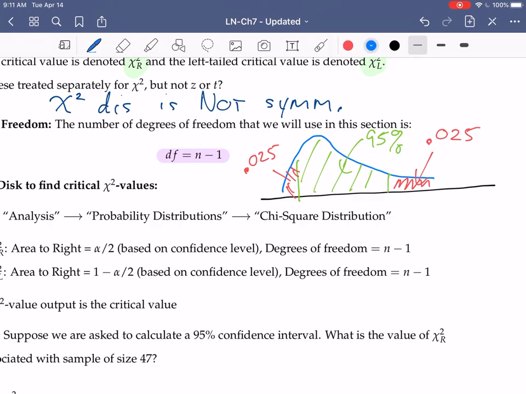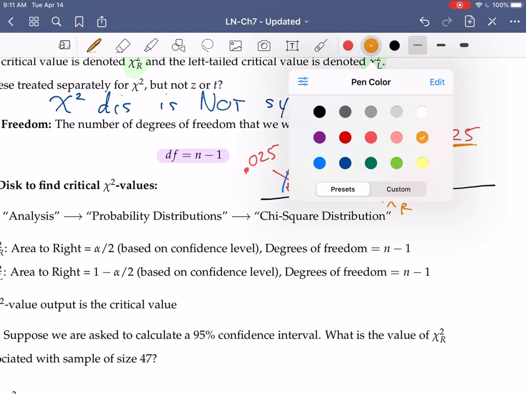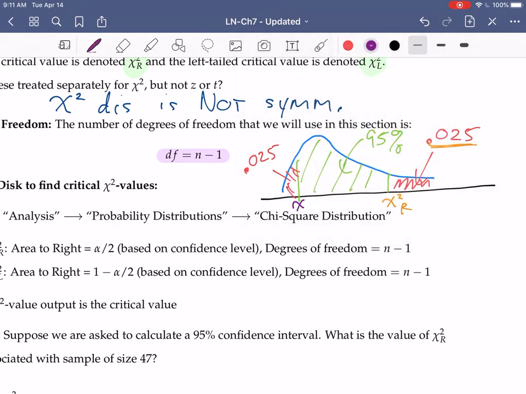So when we try to find this critical chi-squared value, chi-squared sub r, that critical value has just this area of 0.025 to the right. And when we try to find this critical chi-squared value, it has all of that middle stuff plus that other right tail. So the only thing that's not to the right of it is the left tail, so we can take 1 minus the area to the left of it.